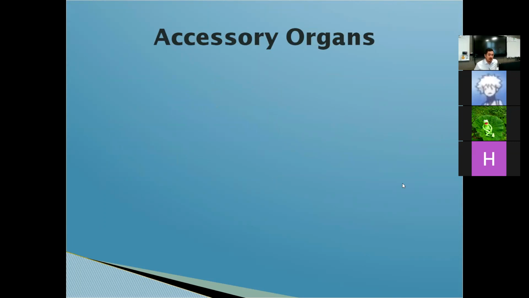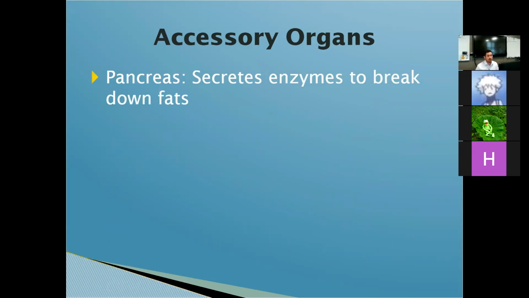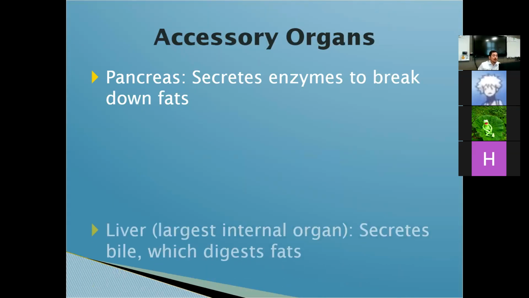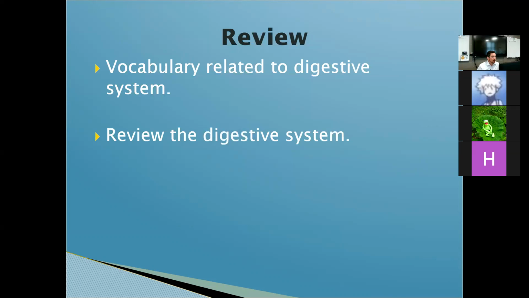Our digestive system does have accessory organs that help with chemical digestion. We have a pancreas, which secretes enzymes that break down fats. And we also have our liver, which is our largest internal organ. You cut somebody open, the first thing you're going to see isn't their stomach, it's their liver. It's big, it's dark, it's the largest internal organ, and it secretes bile, which also helps digest fats. You'll find that fats are hard to break down. That's why we need our pancreas and our liver. It also stores a little bit of iron, which is what gives it that very dark red color.